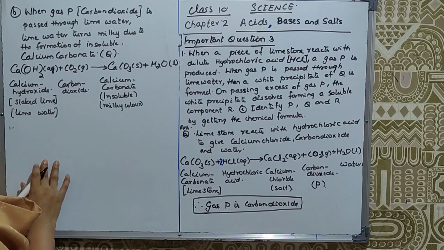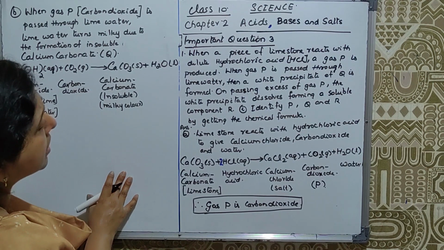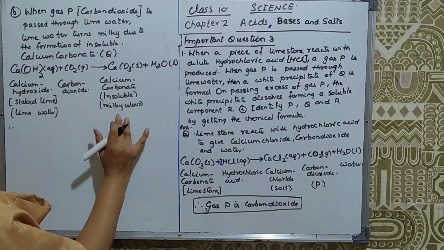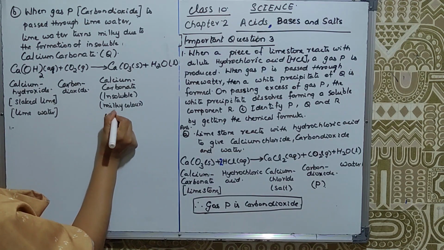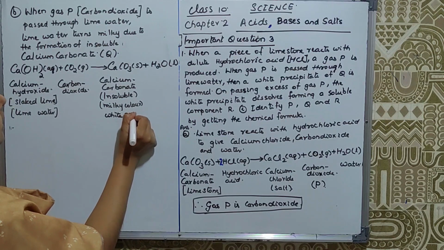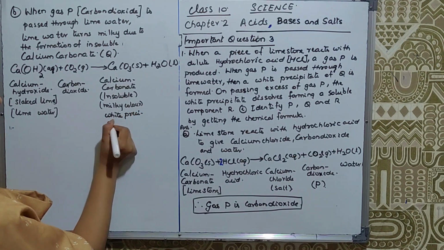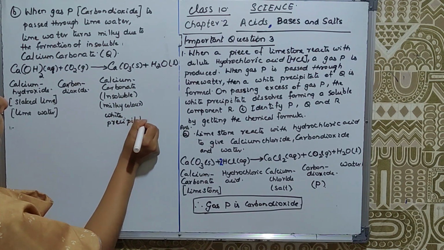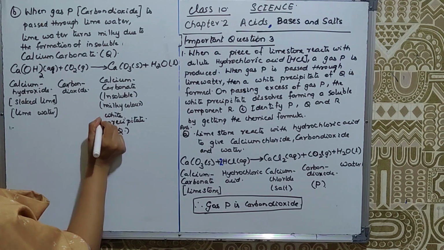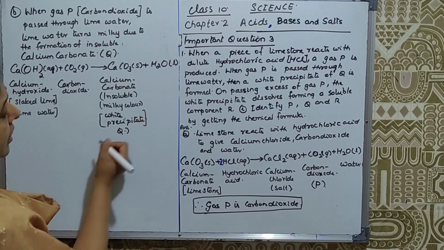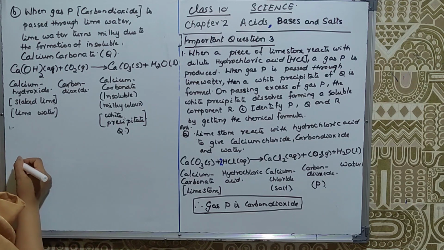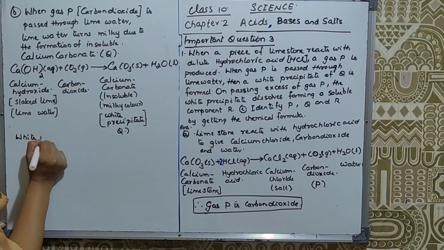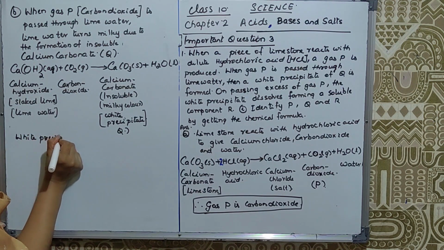So we concluded that when gas P is passed through lime water, then a white precipitate of Q is formed. So Q is actually milky color, insoluble, and a white precipitate also. I will write precipitate, or PPT is also enough. That is actually Q. So we'll conclude that Q is a white precipitate.